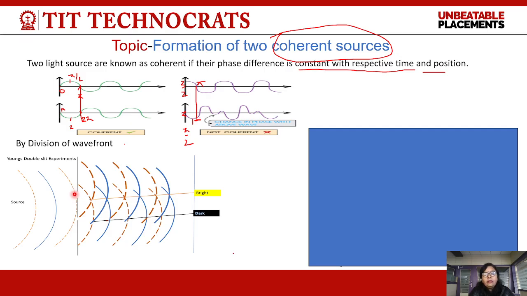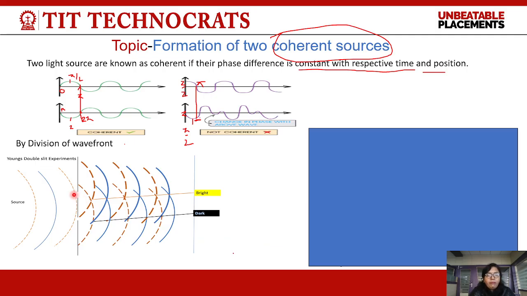So, each and every point is capable of producing a new light source, and they are vibrating in the same phase. So they produce same-phase waves from these two points. In this way we can produce the same waves from these two points, and when these two waves interfere with each other, they form bright and dark fringes.